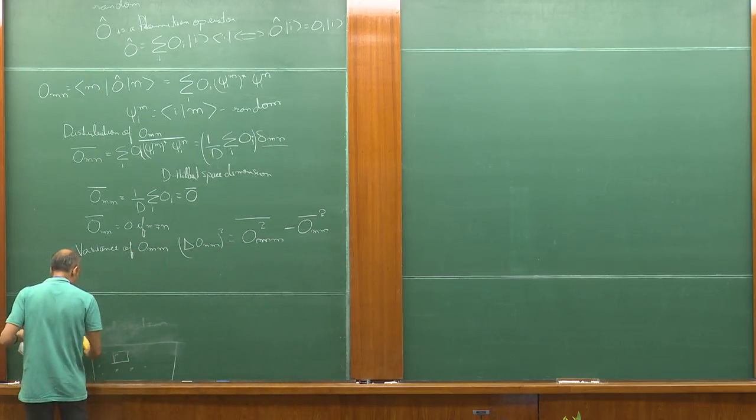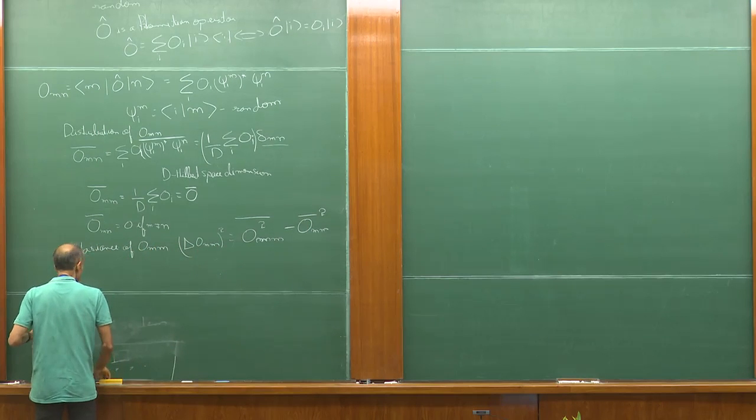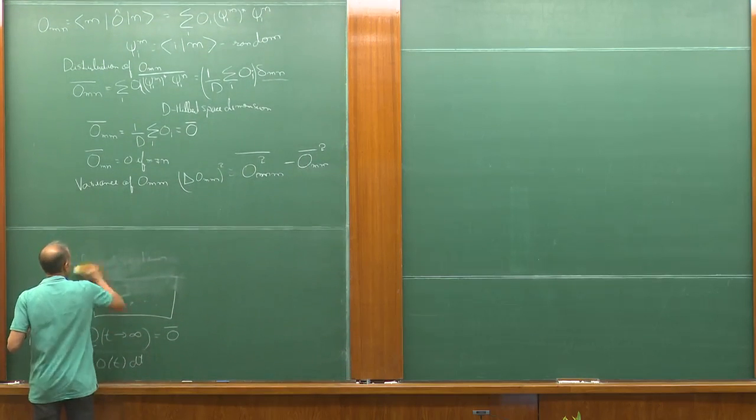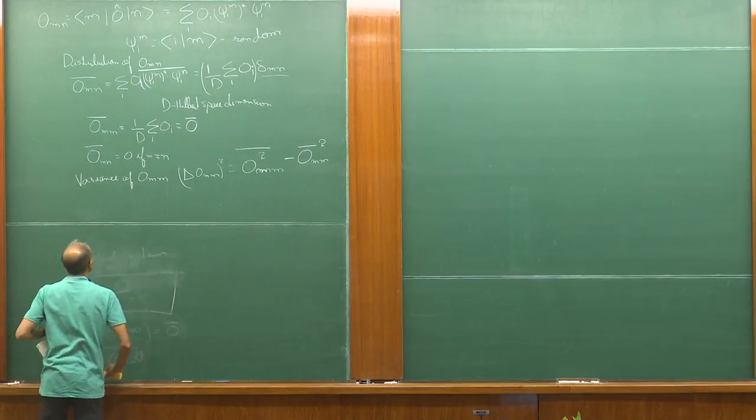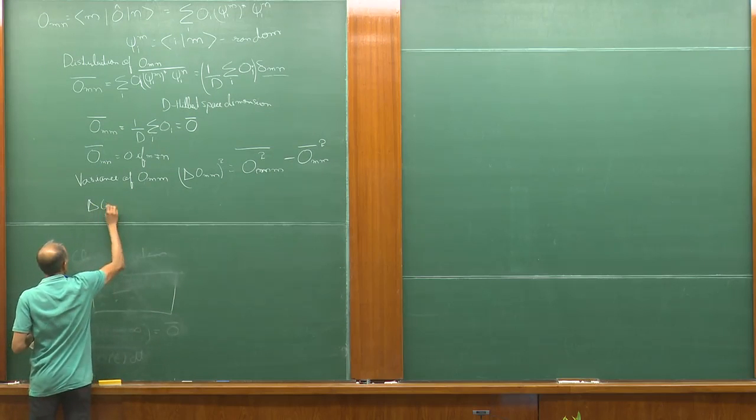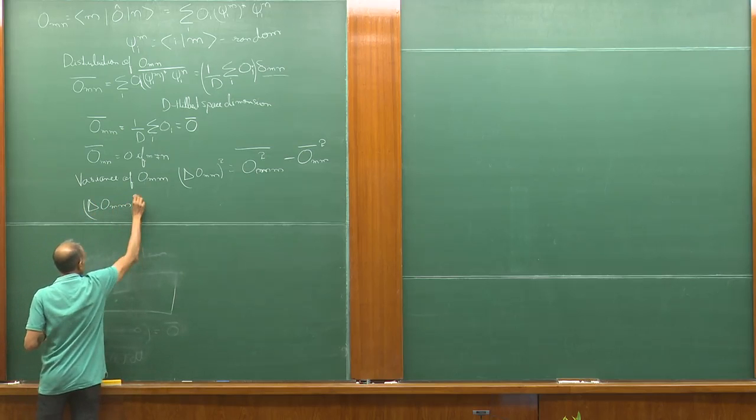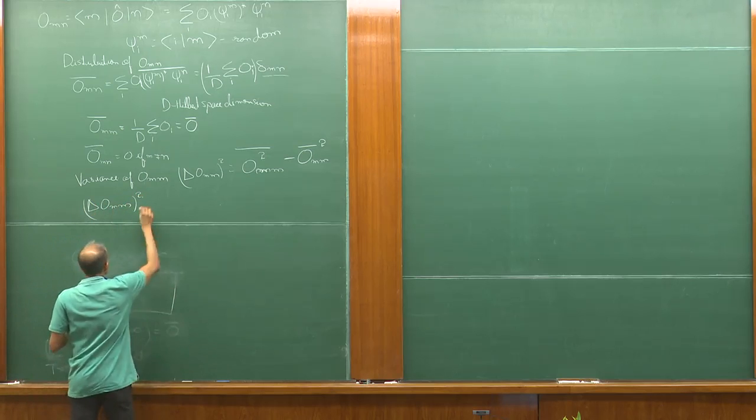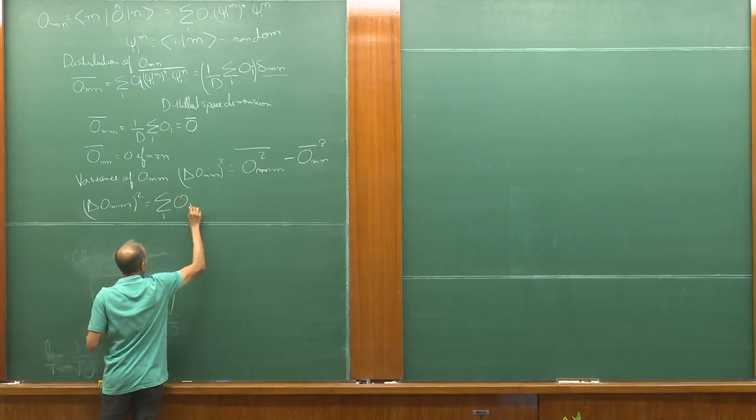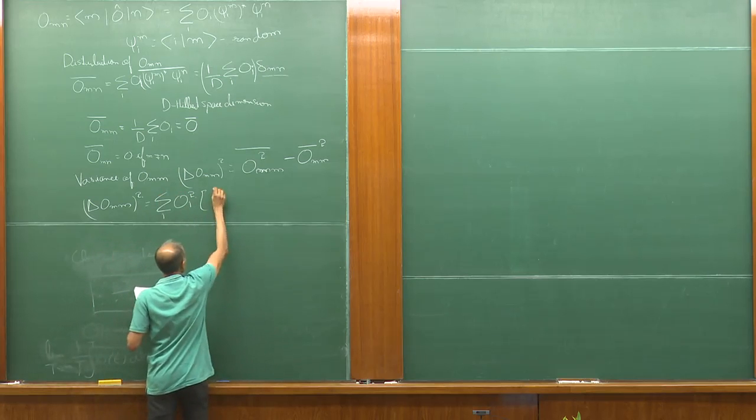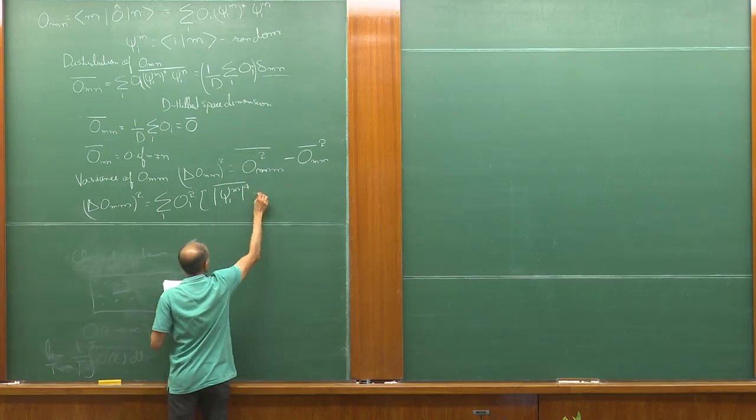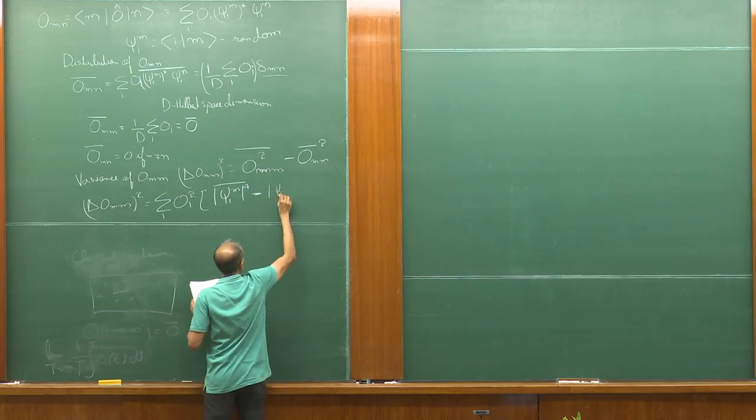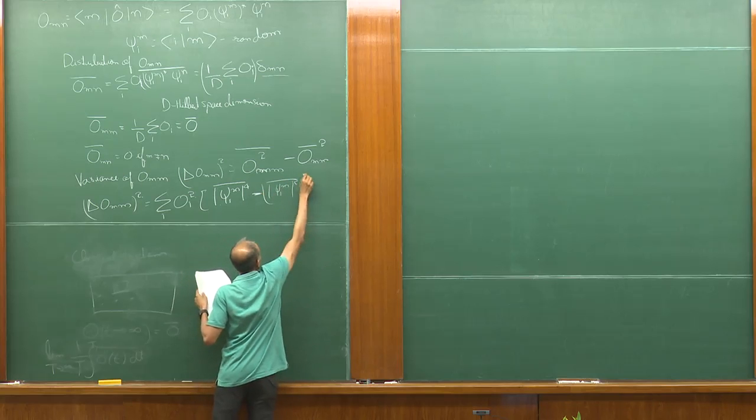When you carry out this procedure, and this is not surprising if you've calculated variances from distributions, you will find that delta O_MM squared, and I would urge you to do the algebra as an exercise, is going to turn out to be the summation over i of O_i squared times the average of psi_im to the power of 4, minus the average of psi_im squared, all squared.